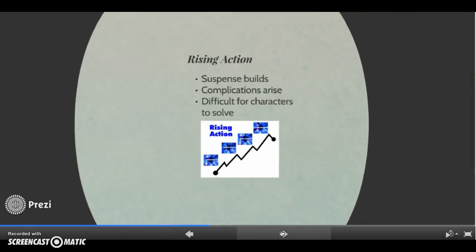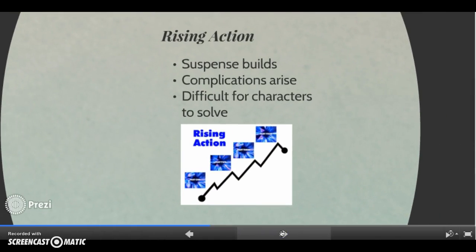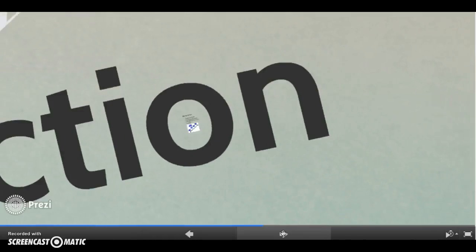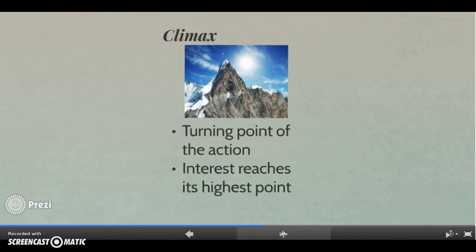Along the way of the major conflict, we have the rising action. Rising action is basically what happens as they deal with that major conflict. Suspense builds and complications arise. These little blips right here that look like little mountain peaks are basically different complications. And here is where they take care of them, and then they continue to rise towards the climax and another complication. And they continue to rise and then another. So it's difficult for the characters to solve this rising action. But once they do, they make it to the climax of the play or story.